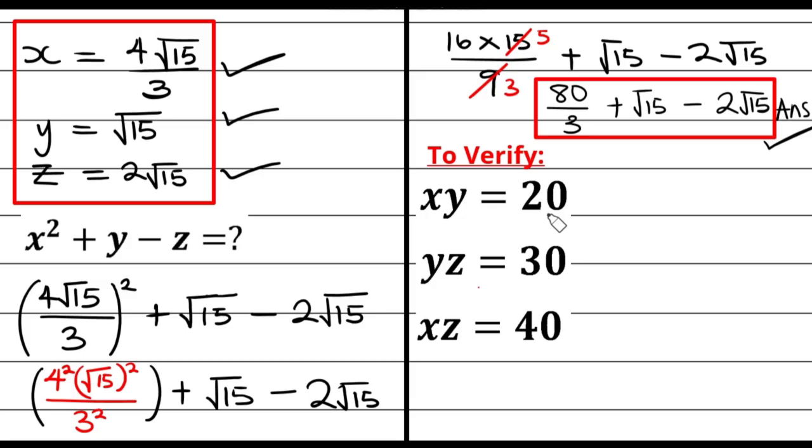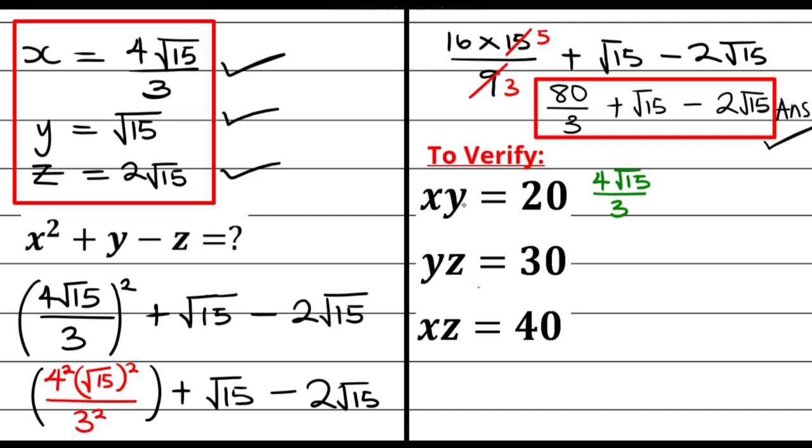To confirm this, we're going to see from the question if the left hand side is just going to be equal to the right hand side. If it is, then it shows that the value of x, y, z that we've gotten are just correct. Therefore, the value of x we have here is 4 root 15 over 3. So let's put that there. That is 4 root 15 over 3. That is x. Then y.